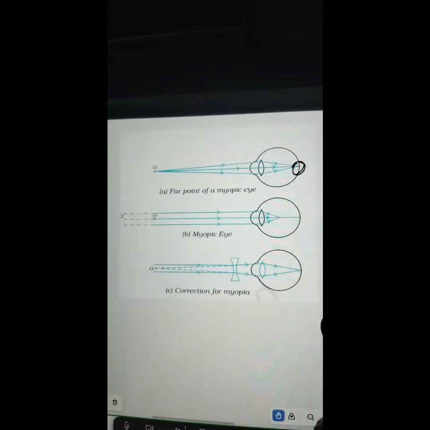So these are the diagrams which are given to you in your textbook. In this diagram of your book, you can see that the far point is not infinity; rather, it has been shown nearer, before the retina. That means the ability to see far objects has decreased and it is not infinity, but it is prior. It is near now. In this diagram, which shows the myopic eye, you can see that the image is generally formed at the retina. But see here, the image is formed in front of the retina. See here, these rays are converging. So the image will be formed in front of the retina.